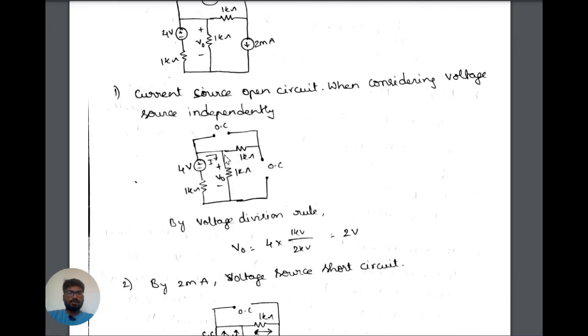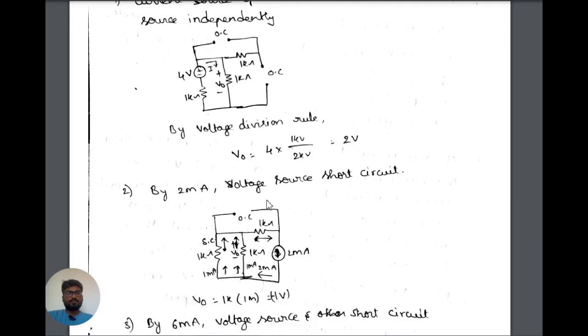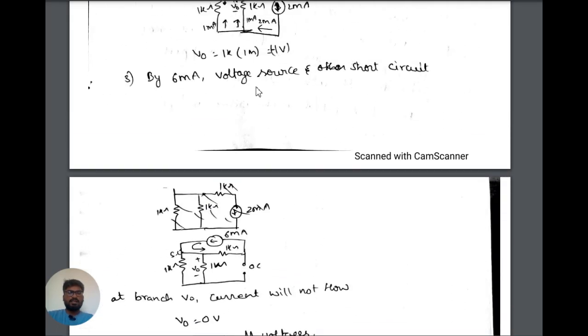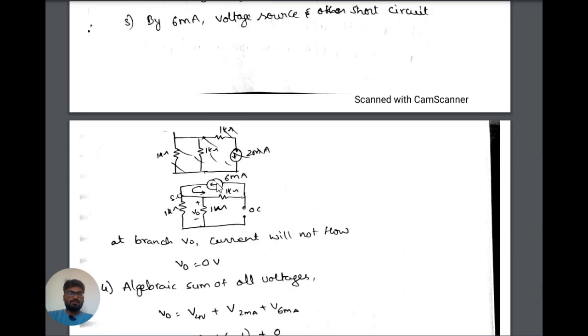Previously the current direction was from upwards to down, so it was positively indicated. Now considering the 6 milliamp source. While considering the 6 milliamp source, the other current source is open circuited and the voltage source is short circuited. So the closed loop for this source is here, with only one source acting on one resistor in series. So the current through V0 will be 0, and the voltage drop across this resistor is also 0.